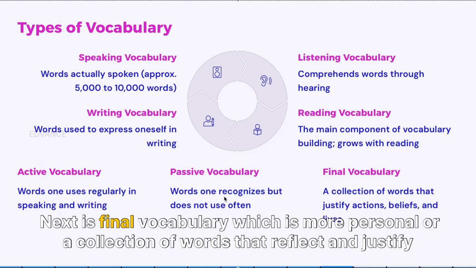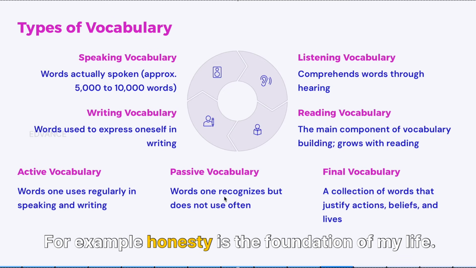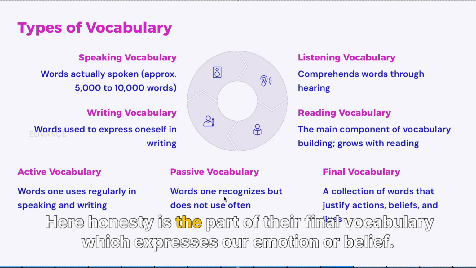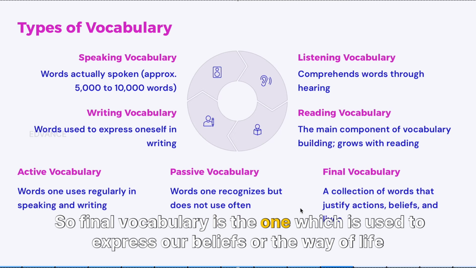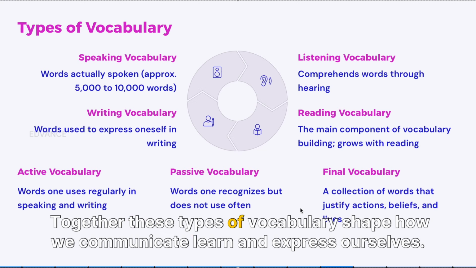Next is final vocabulary, which is more personal, a collection of words that reflect and justify our actions, beliefs, and way of life. For example, honesty is the foundation of my life. Here, honesty is part of their final vocabulary, which expresses our emotion or belief. So final vocabulary is the one which is used to express our beliefs or the way of life. Together, these types of vocabulary shape how we communicate, learn, and express ourselves.